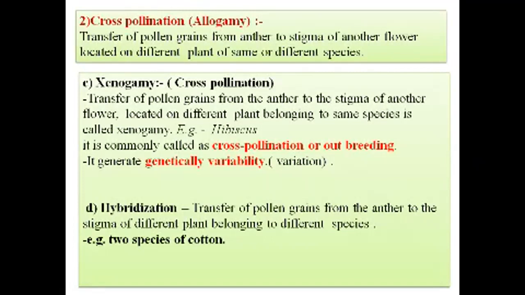Hybridization is the transfer of pollen grains from the anther to the stigma of a different plant belonging to a different species. For example, two species of cotton, in which the pollen grains are transported from one flower to a flower of another species. This is known as hybridization. And hybrid varieties are obtained by this method. In xenogamy or in hybridization, variation or genetic variability is generated.